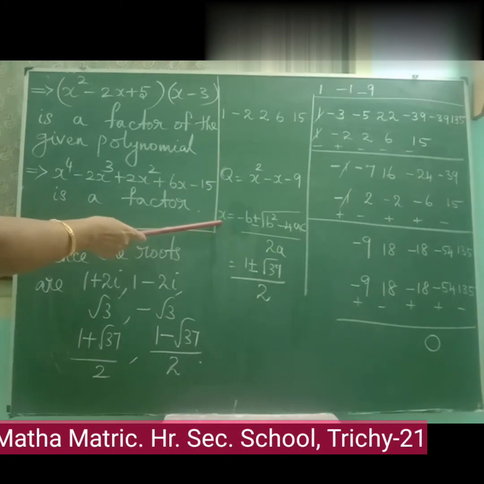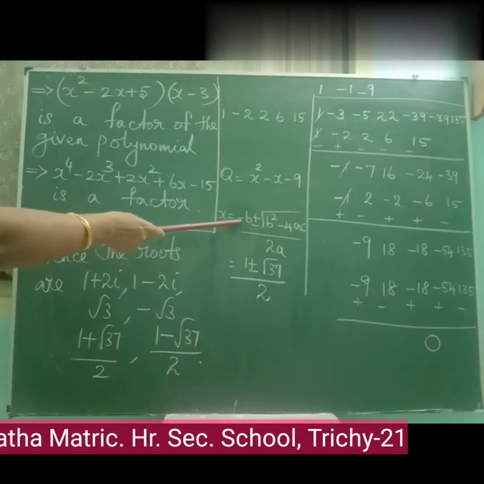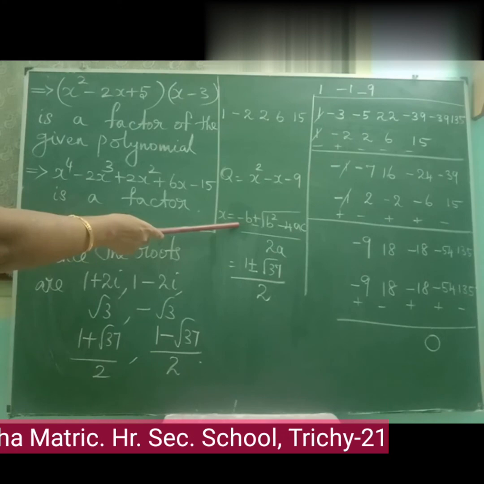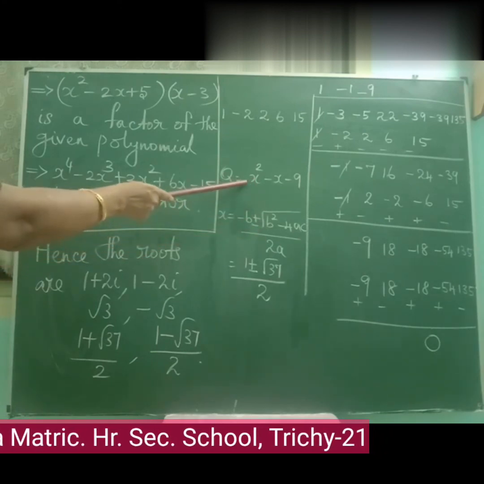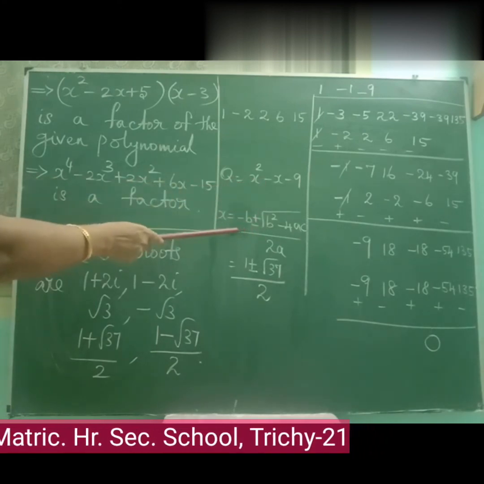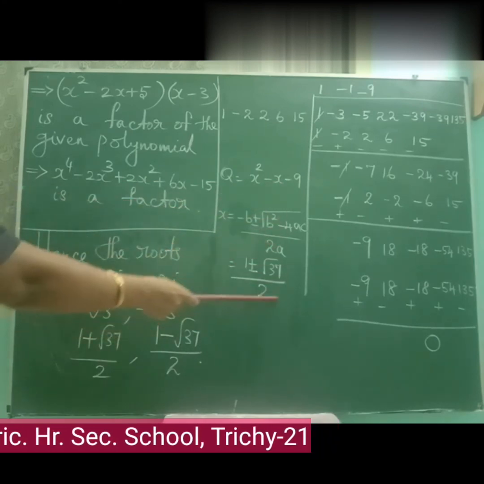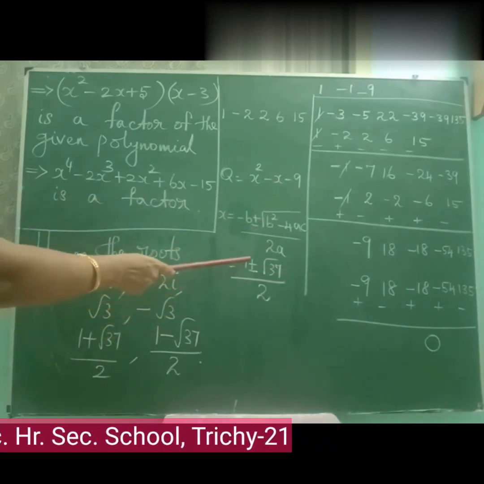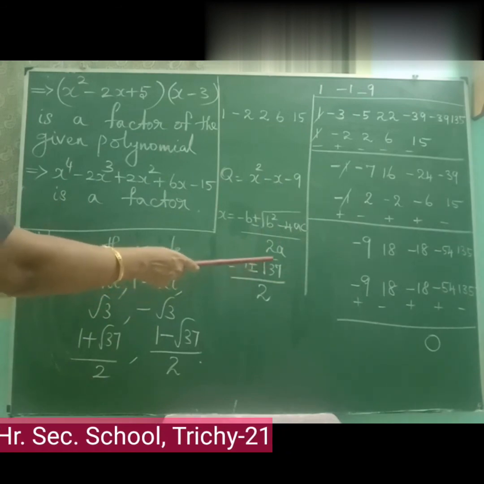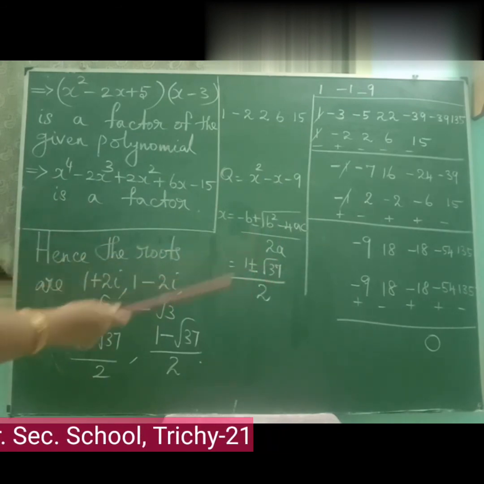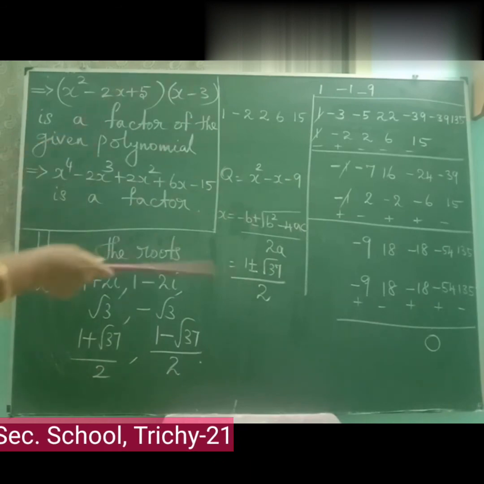x is equal to minus b plus or minus root of b square minus 4ac, divided by 2a. a is equal to 1, b is equal to minus 1 and c is equal to minus 9. When we substitute, we get x is equal to 1 plus or minus root 37 divided by 2. Now all the roots we got.